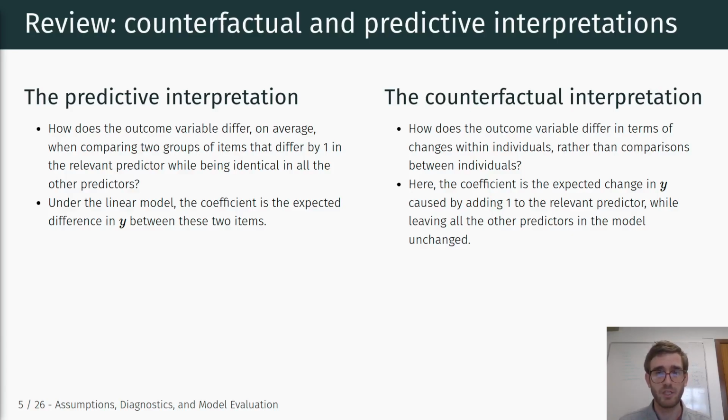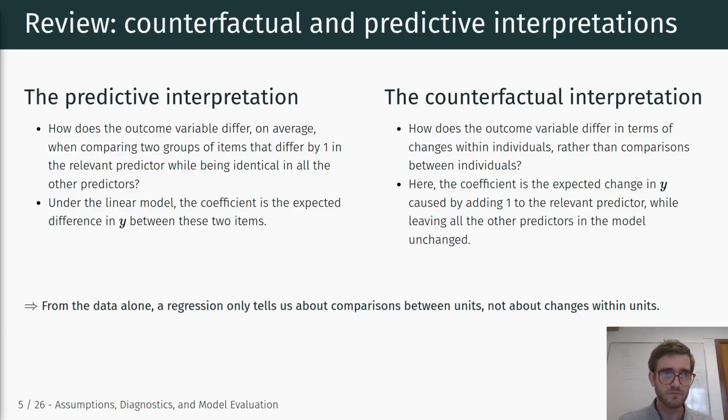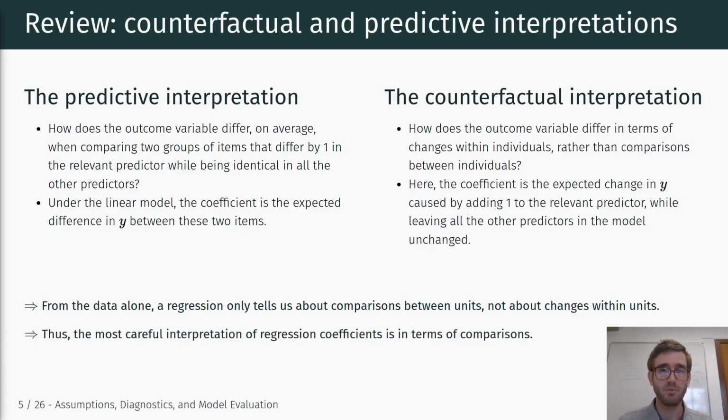And of course, the counterfactual interpretation requires much stronger assumptions, okay? Essentially, one thing we have to keep in mind is from the data alone, a regression only tells us about the comparison between units, not about changes within units. So whenever you interpret regression coefficients, try to focus the interpretation on comparisons between units in this predictive sense, rather than giving it a counterfactual interpretation. So in other words, the most careful interpretation of regression coefficients is always in terms of comparisons between sets of units and how their averages differ between those two groups, okay? The causal interpretation, as I mentioned, always requires stronger assumptions, okay?